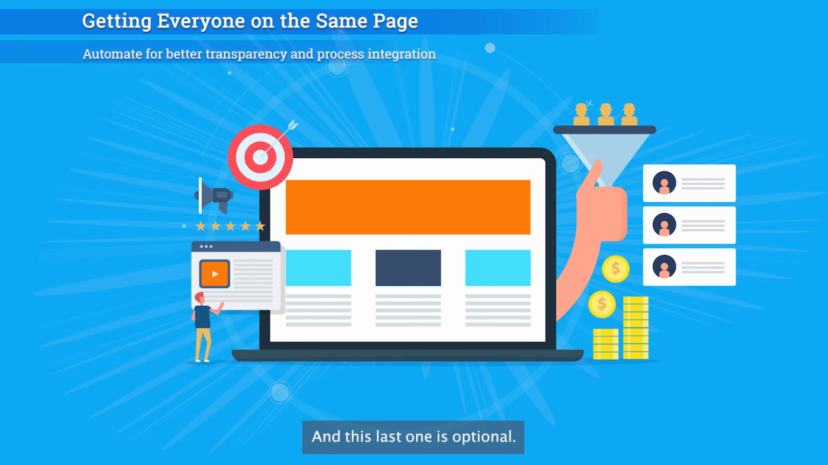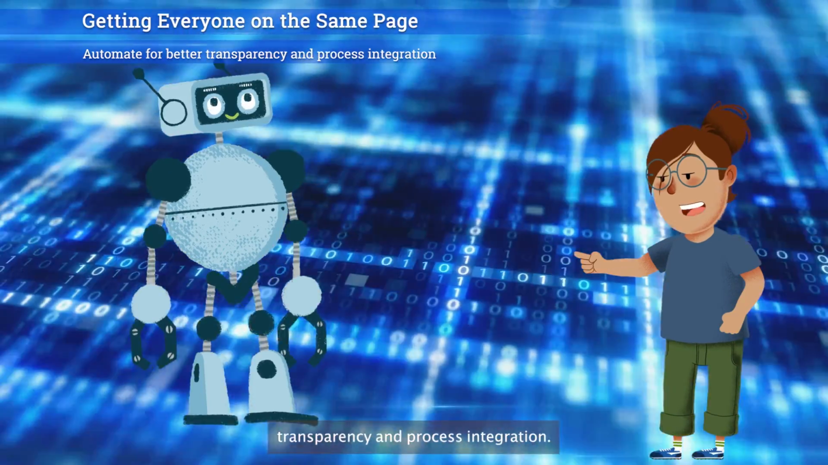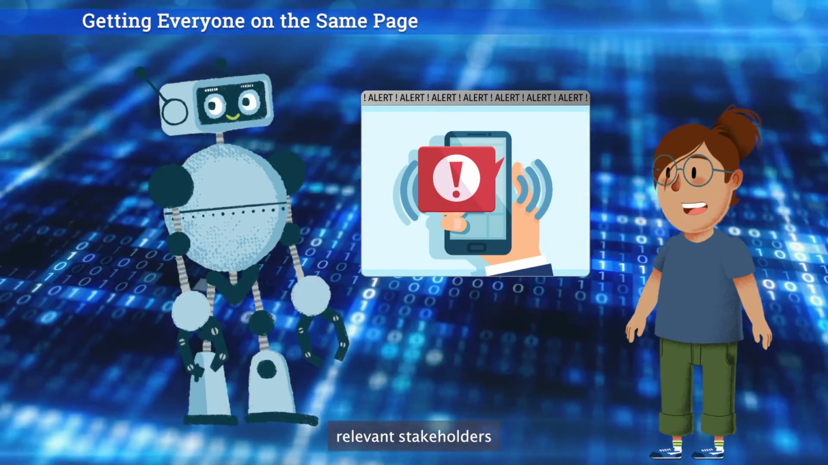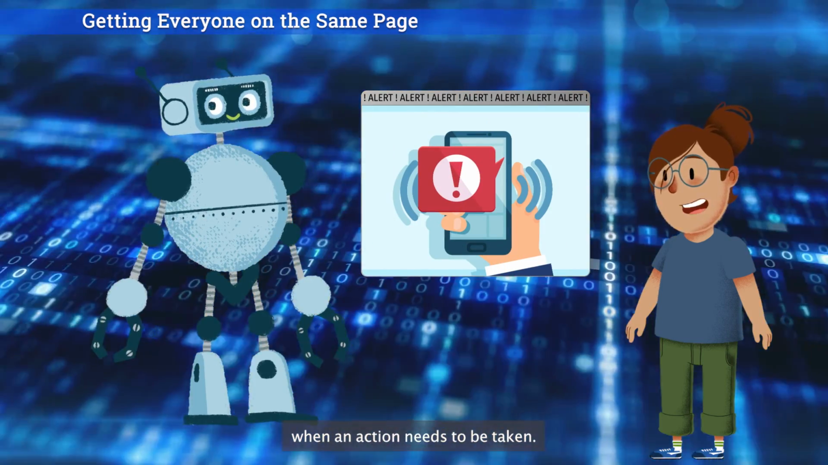And this last one is optional. Automate for better transparency and process integration. Systems should have the ability to automatically notify relevant stakeholders when an action needs to be taken.